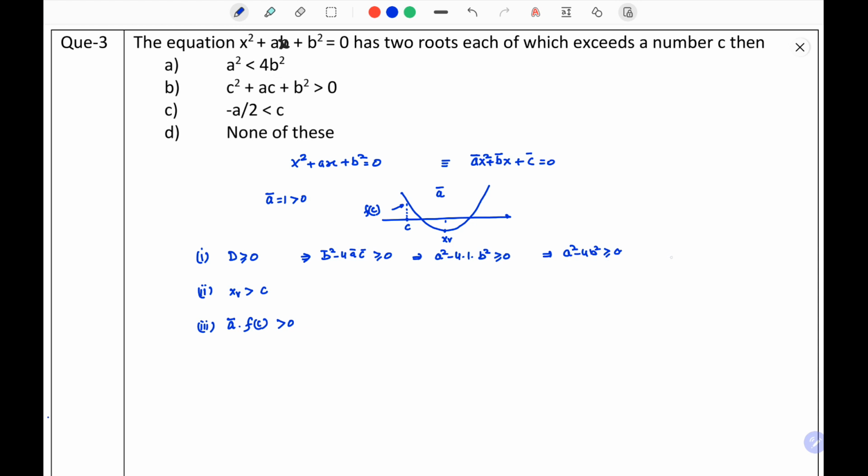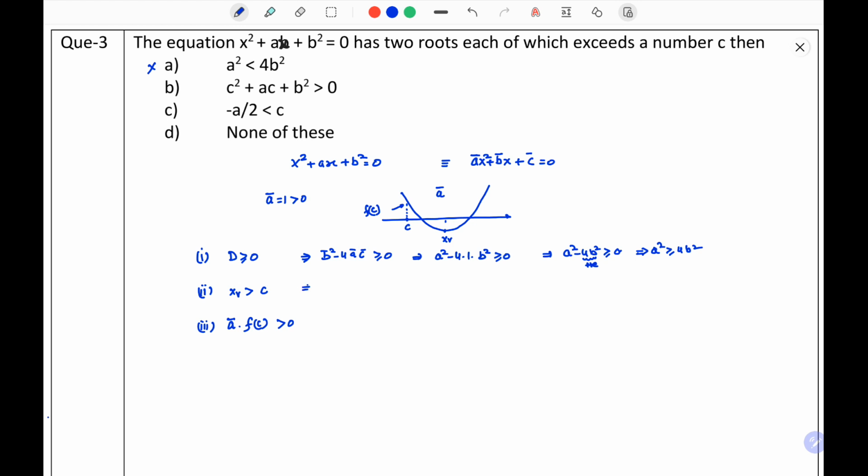From this, we can see that because 4b square itself is a square number, so it is positive. Therefore, we can see that a square is greater than or equal to 4b square. So, option B is not the correct answer.